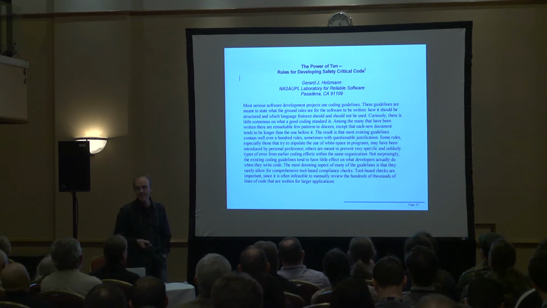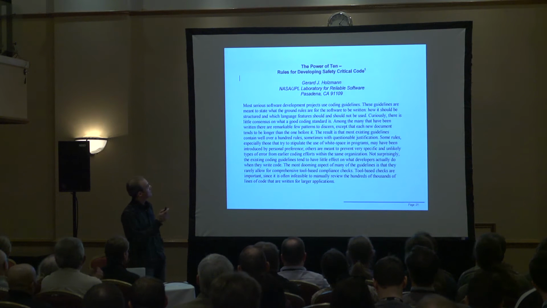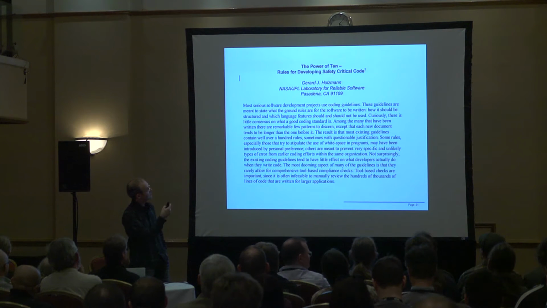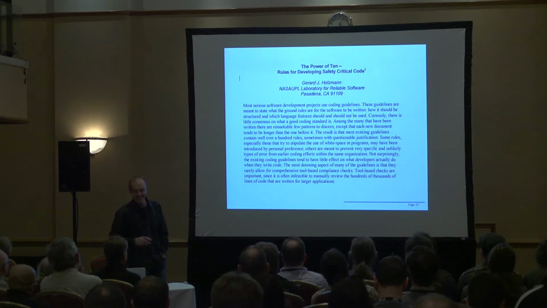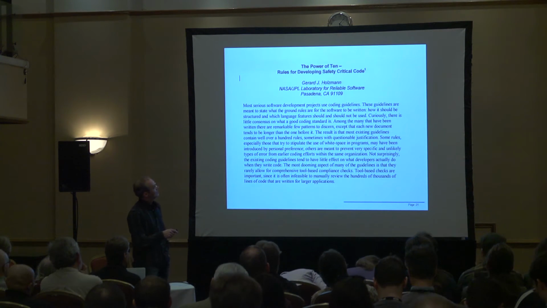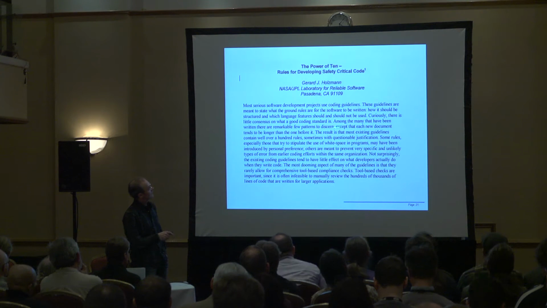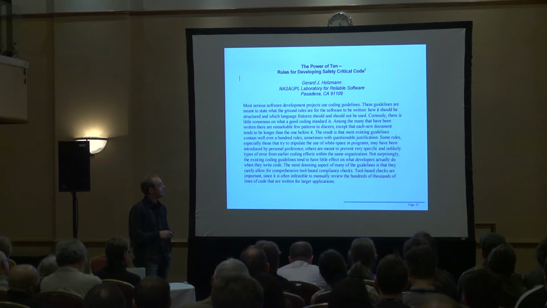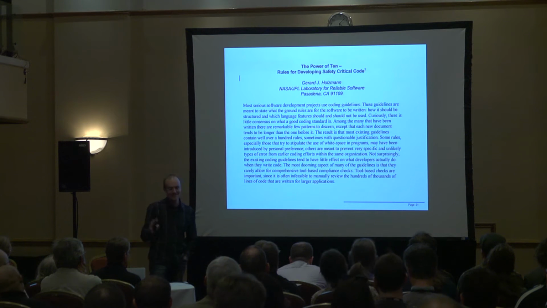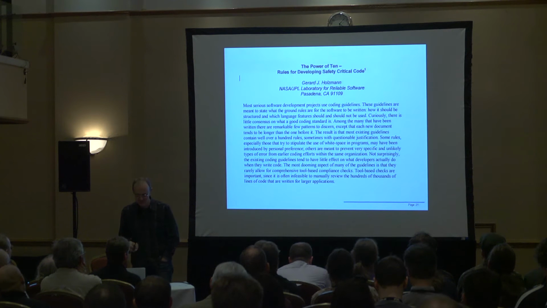in C. So I think he has a valid point, because he discusses how most software development projects use coding guidelines. These coding guidelines are meant to state the ground rules, and so on. Curiously, there's little consensus on what a good coding standard is. I think you all know the discussions in your company. Among the many that have been written, remarkably few are better than this kernel. The result is that most existing coding guidelines contain well over 100 rules, sometimes with questionable justification. And you know all this discussion about white space. I don't need that discussion.